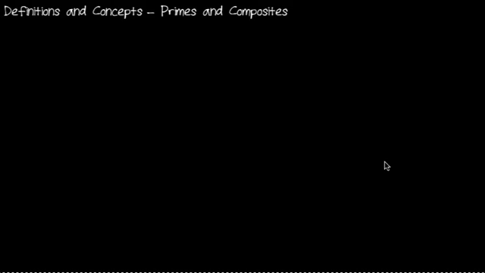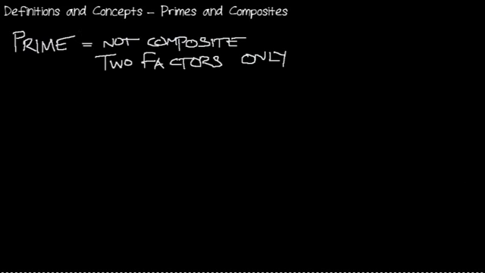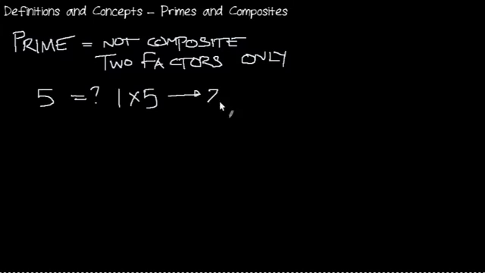So we want to look at those numbers that are not composite, and we give them a special name, and that name is prime numbers. Prime numbers can be defined as all the numbers that are not composite, or more correctly, numbers that have two factors only. So let's look at some examples. What about 5? How many factors does 5 have? We know that it has 1 times 5, that's one pair. Does it have any others? No. 2 factors only, so it is prime.